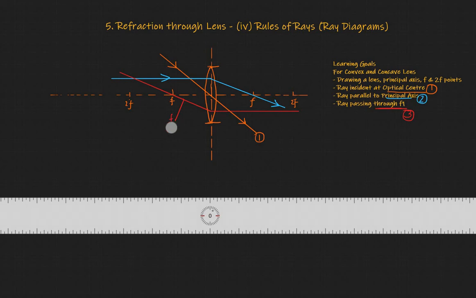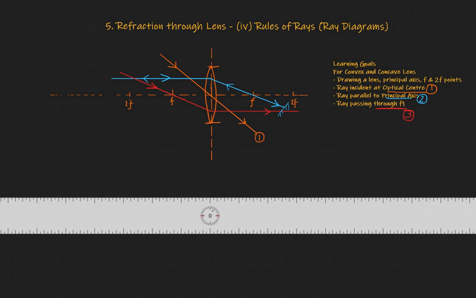So let me erase this. Okay, so here is a ray. Any ray coming through the focus exits parallel to the principal axis. Now this is not very difficult to understand, because by the principle of reversibility, if I keep a mirror or something over here, this ray would exactly trace back the same path.